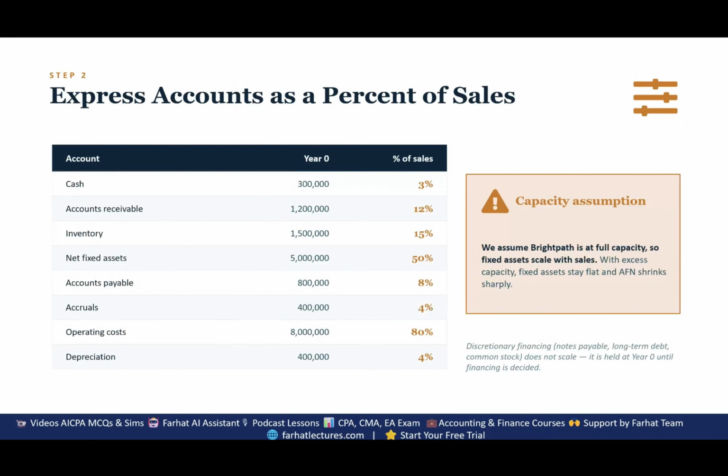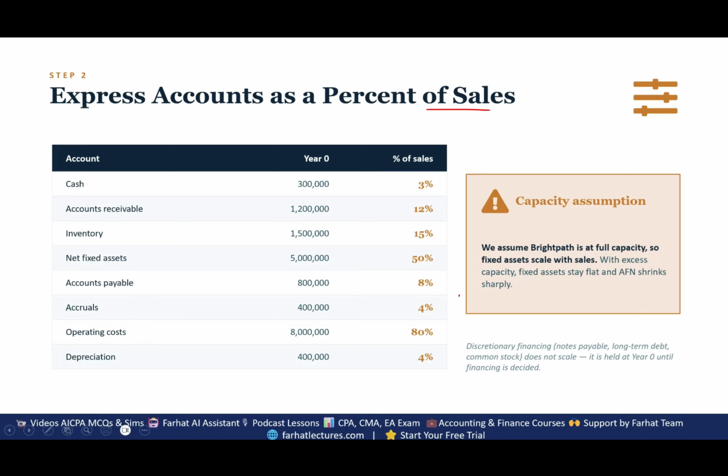Another picture is assets in relationship to sales, which are the accounts that will change with sales. For example, cash is 3% of sales. For this example, we are assuming sales is 10 million, and we're figuring out how big those accounts are relative to sales. For example, accounts receivable is 12% in relationship to sales, inventory is 15%. Notice net fixed assets. The larger this amount, the more it's going to affect. That's why we are doing so.